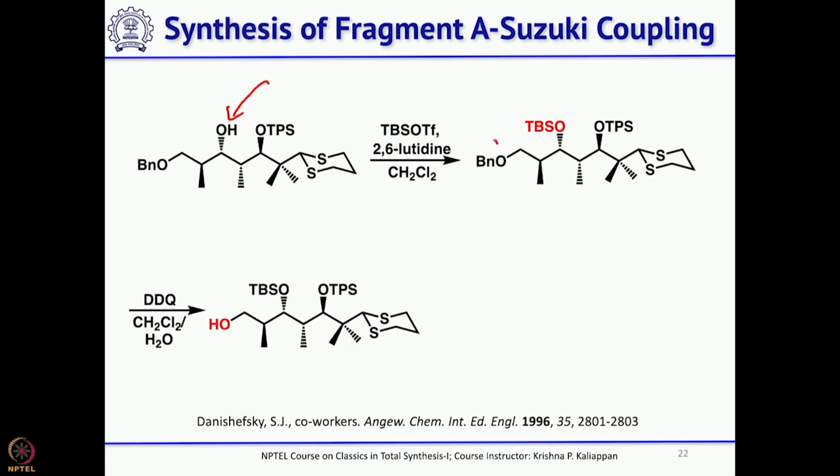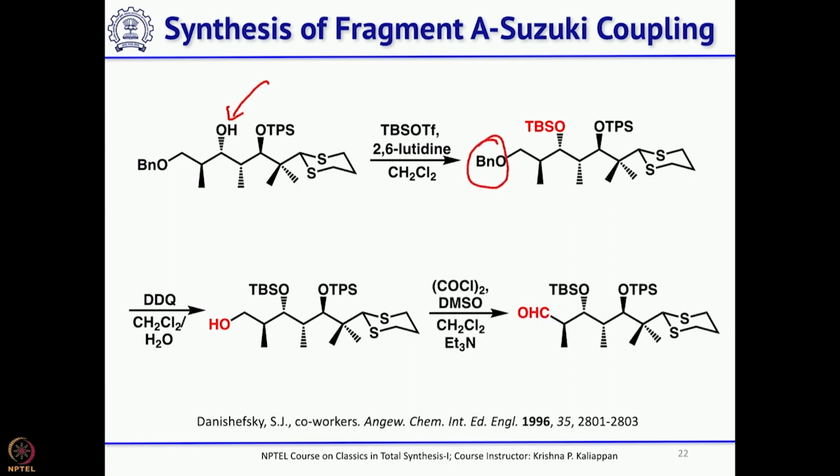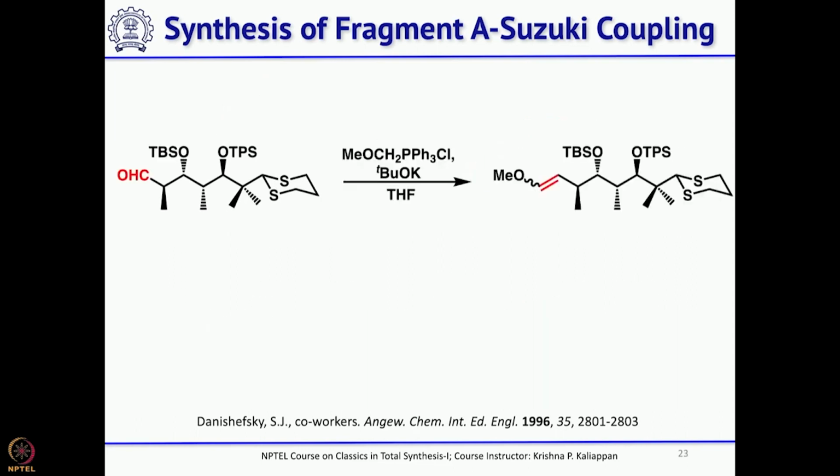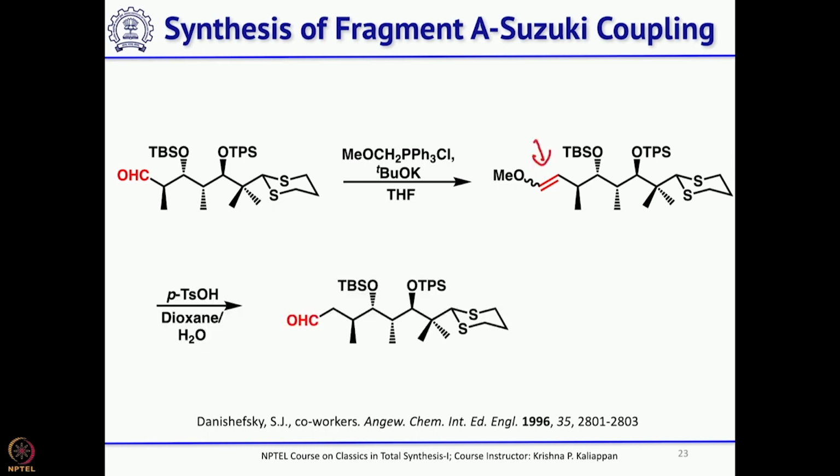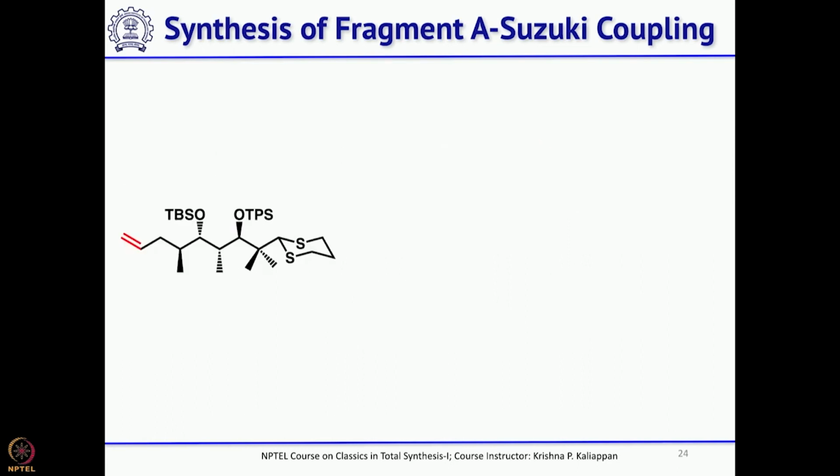Then DDQ, selectively the primary benzyl ether can be cleaved using DDQ to get the primary alcohol, which upon oxidation under Swern condition gave the aldehyde. Now, Wittig reaction, because you need to homologate. So, for homologation he carried out enol ether Wittig reaction to get the corresponding enol ether, which upon hydrolysis gave the corresponding homologated product. This upon Wittig reaction, simple methyl Wittig, you get the double bond.